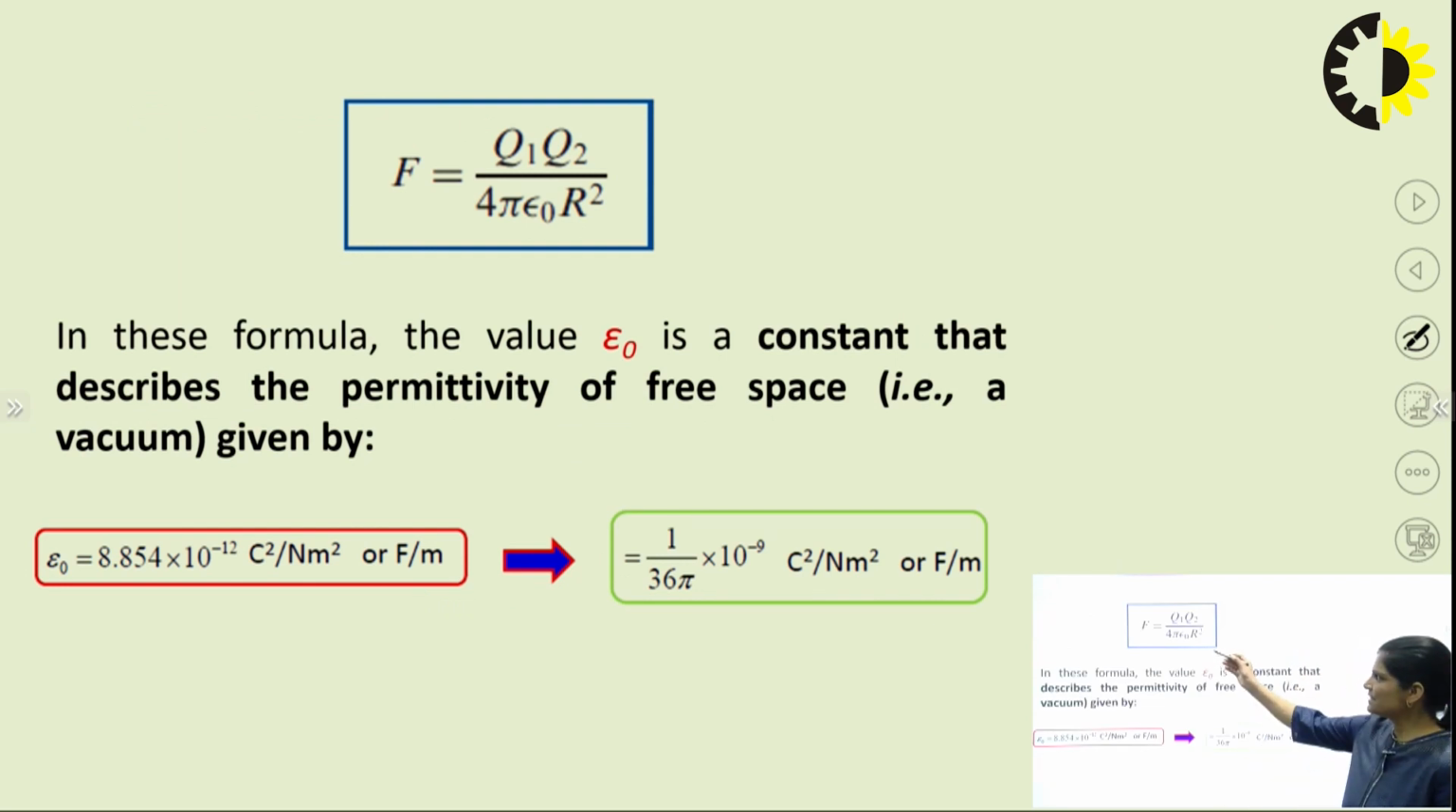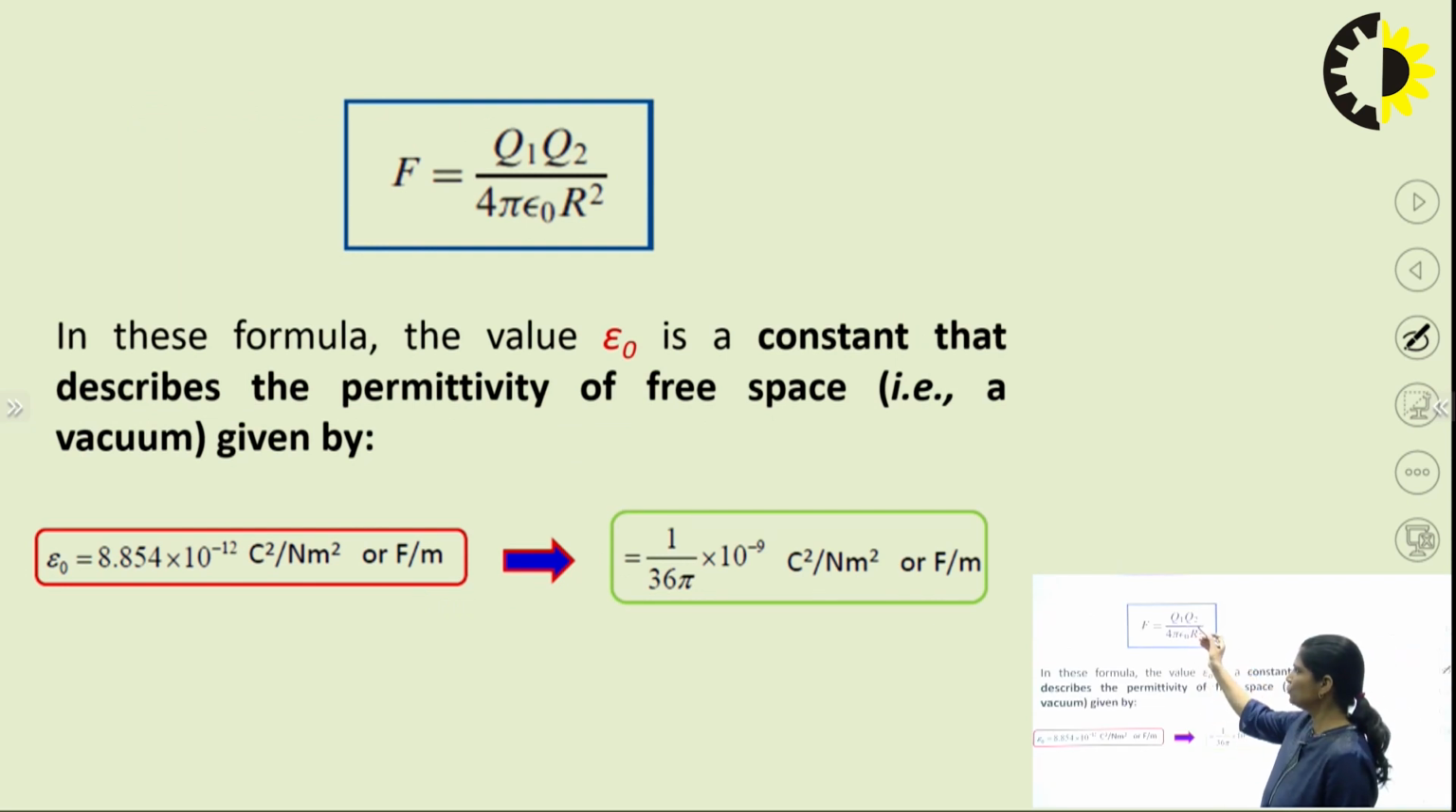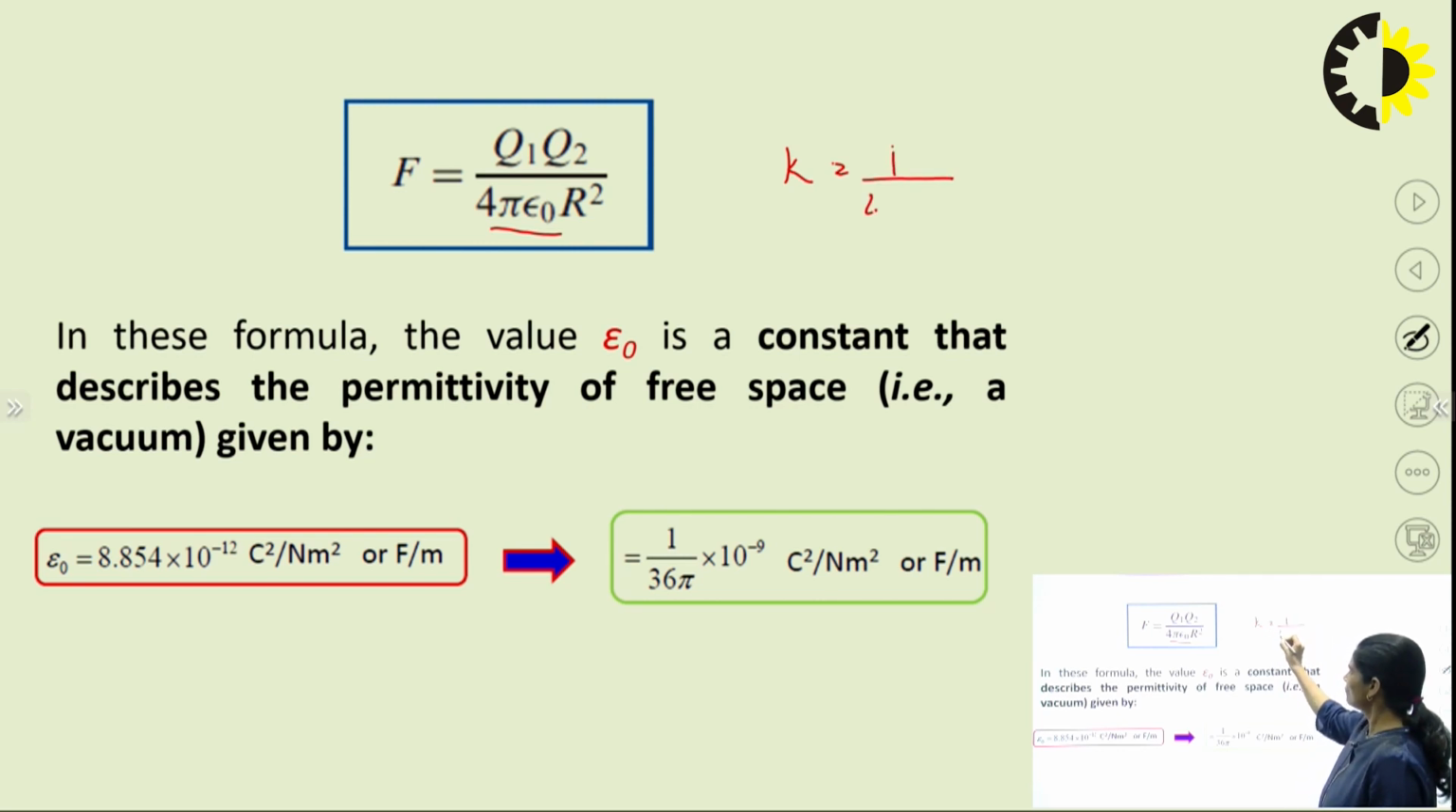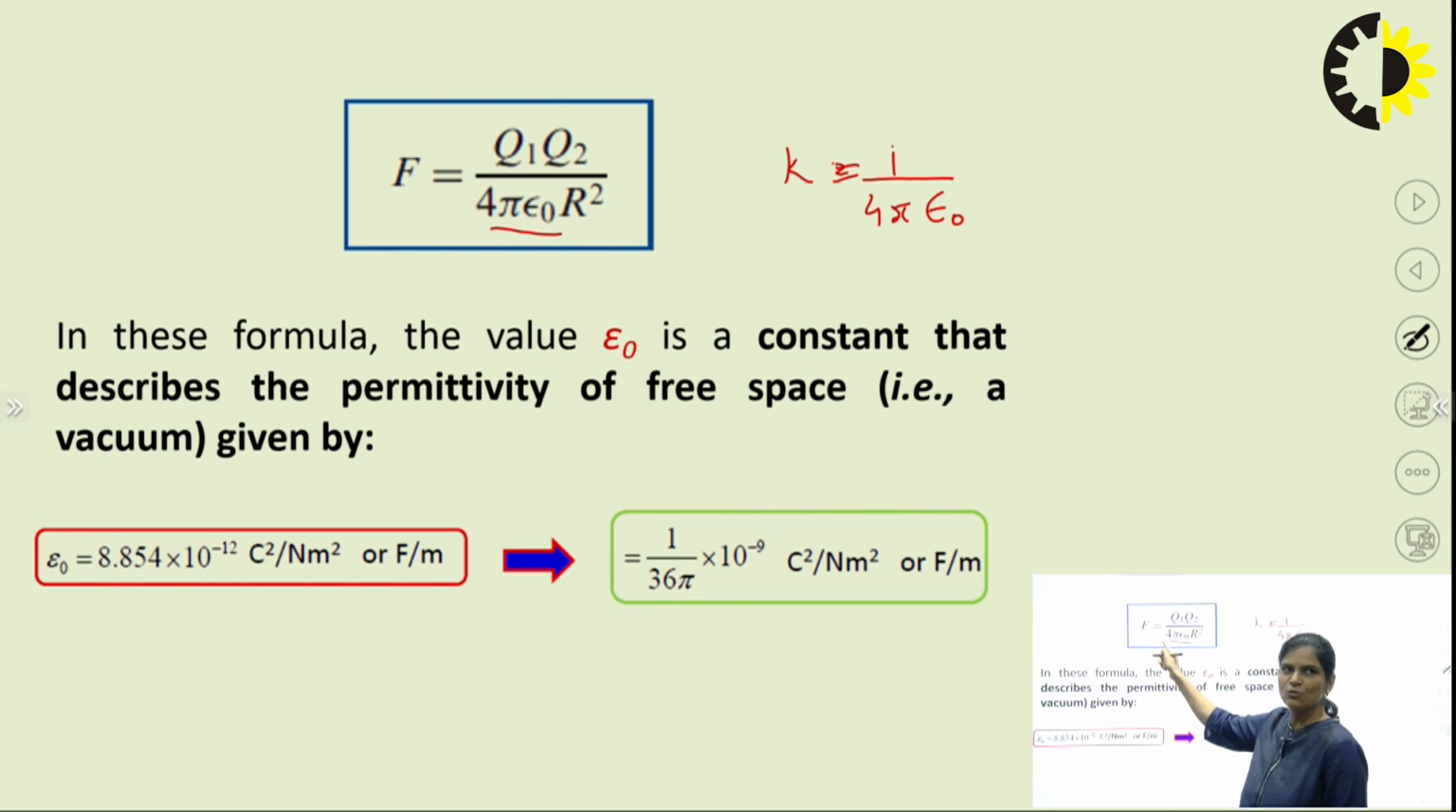Now force is equal to K Q1 Q2 upon R square. K is equal to what? K is equal to 1 upon 4 pi epsilon naught. So put the value of K here and you will get force is equal to Q1 Q2 upon 4 pi epsilon naught into R square. This R is the distance between the 2 point charges.